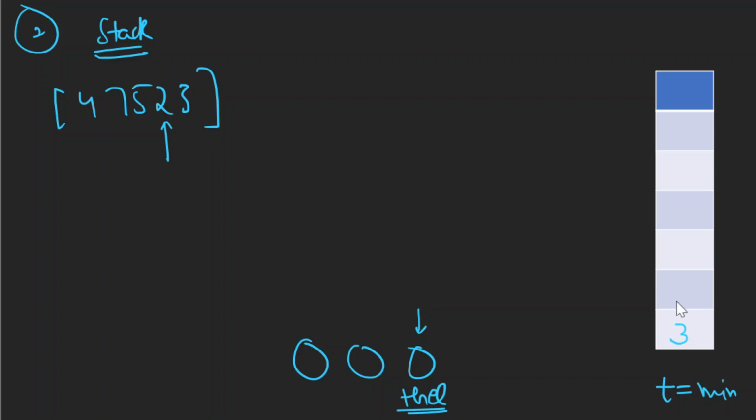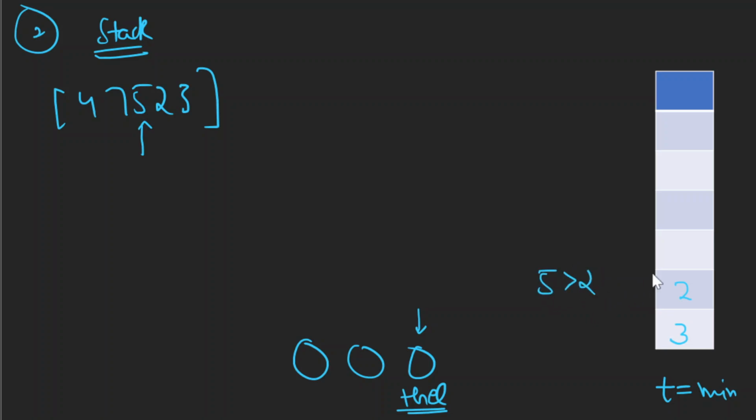Now I see that 2 is smaller than 3. So if 2 is smaller than 3, no problem, I'll store it. And then I'll see that 5 is greater than 2. Then I'm going to compare the top element of the stack and the incoming element which is meant to be pushed. If the incoming element is greater, and 5 is greater, right?